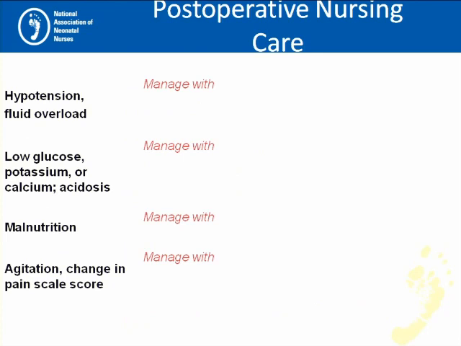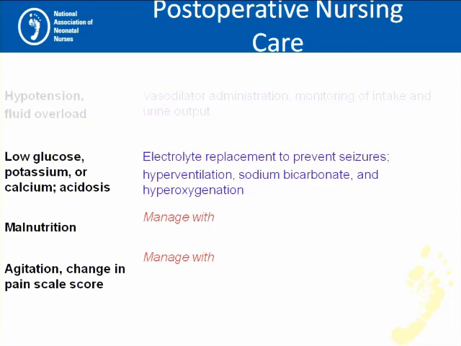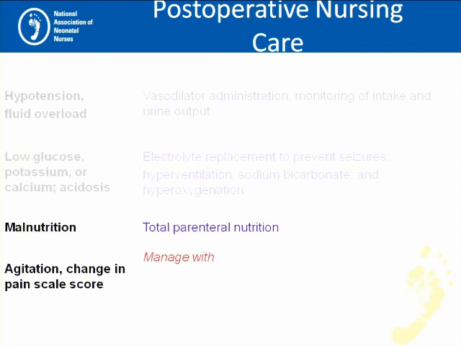Monitor for hypotension and fluid overload. Manage with vasodilators. Monitor intake and urine output rates closely. Monitor for low glucose, potassium, and calcium. Monitor for acidosis. Manage by replacing electrolytes to prevent seizures and maintaining slight alkalosis through hyperventilation, sodium bicarbonate, and hyperoxygenation. Monitor for malnutrition. Manage this with total parenteral nutrition.